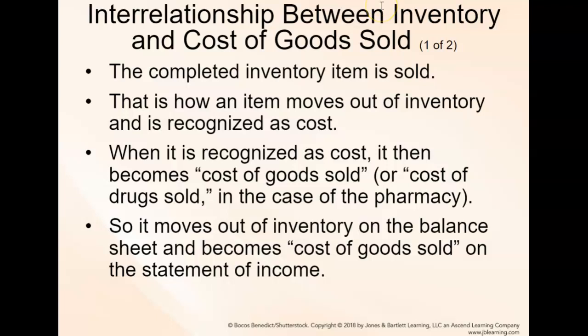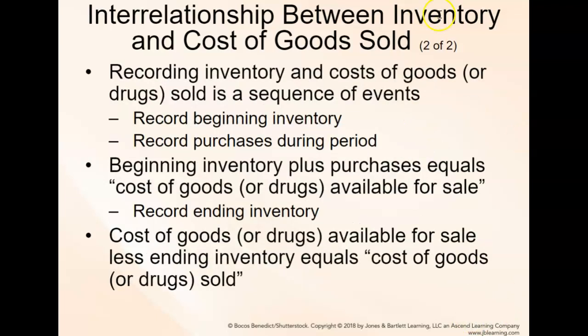Interrelationship between inventory and cost of goods sold. The book does a great job explaining that. So once you review that, let me know if you have any questions. But it's when it's recognized as a cost, and then it becomes cost of goods sold, or cost of drugs sold in the case of a pharmacy. So it moves out of inventory on the balance sheet, and it becomes cost of goods sold in the statement of income. So I hope that helps. I hope that makes sense.